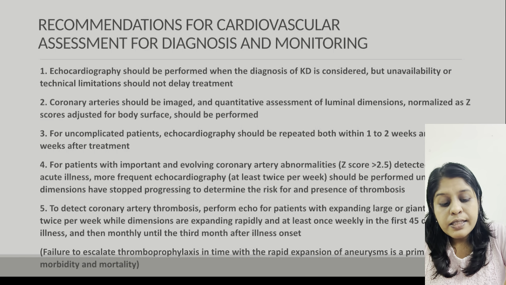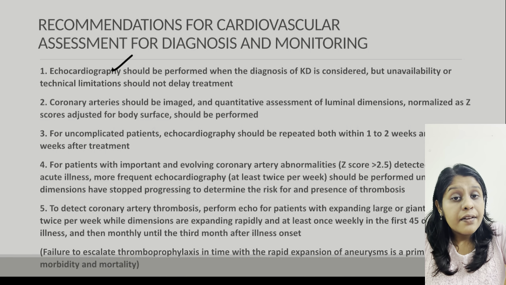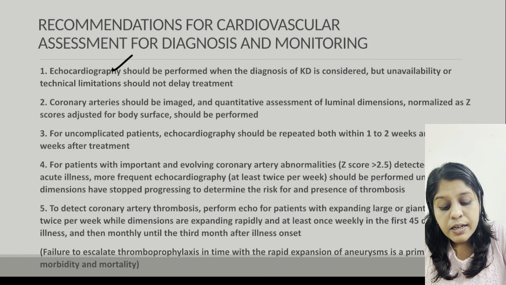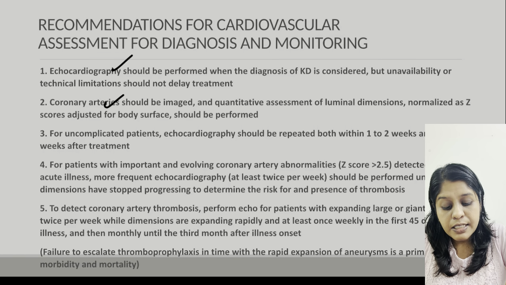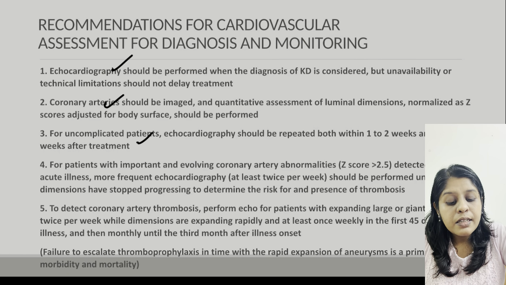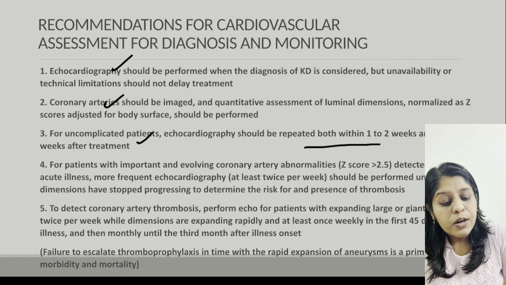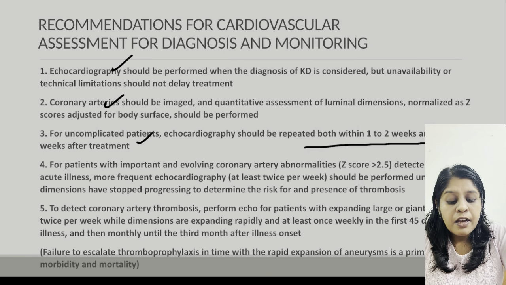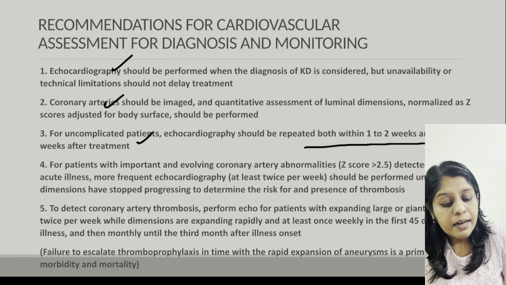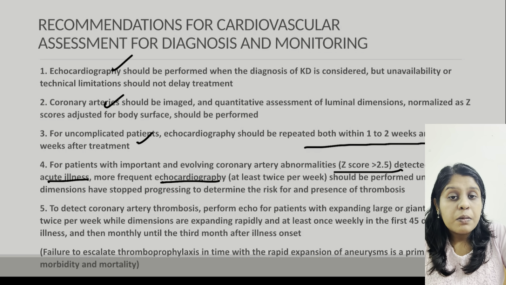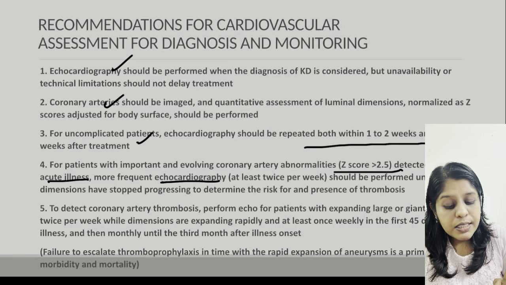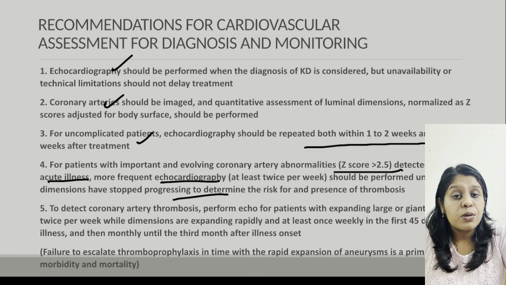Echo should be performed when the diagnosis of KD is considered. Unavailability of the echo should not be a reason to delay the treatment. Coronary artery should be imaged with quantitative assessment of dimensions, and the Z score has to be adjusted. For uncomplicated patients, echo should be repeated both within 1 to 2 weeks and 4 to 6 weeks after treatment. For patients with evolving coronary artery abnormality detected during acute illness, frequent echocardiograms have to be performed to see the luminal dimension and to see if it is progressing, and also look for thrombosis. So you see the progression, you look for thrombosis.